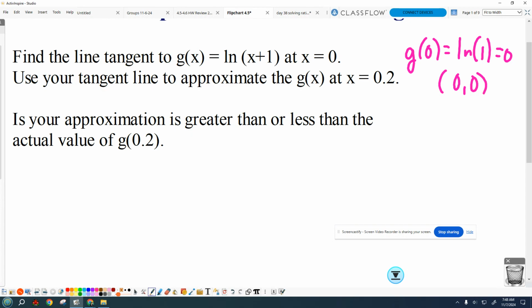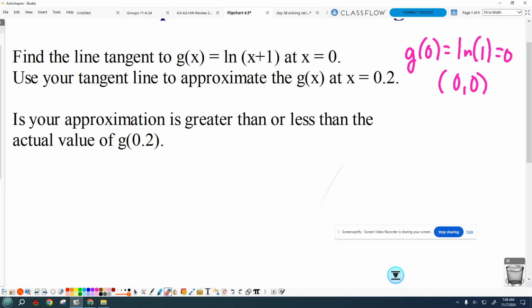Do not leave natural log of 1. You will lose points on my quizzes and tests. You need to know that natural log of 1 is 0, without a calculator. Those of you who don't know, this is saying e to what power is 1? E to the 0.